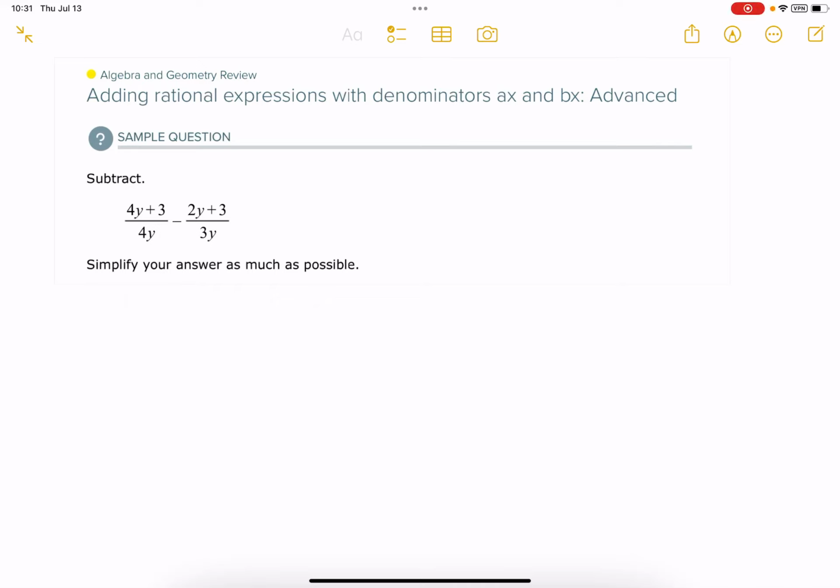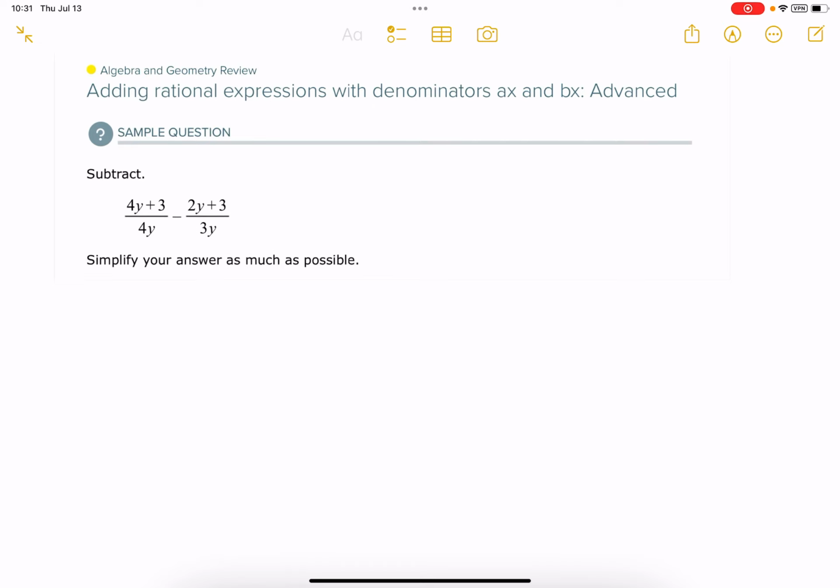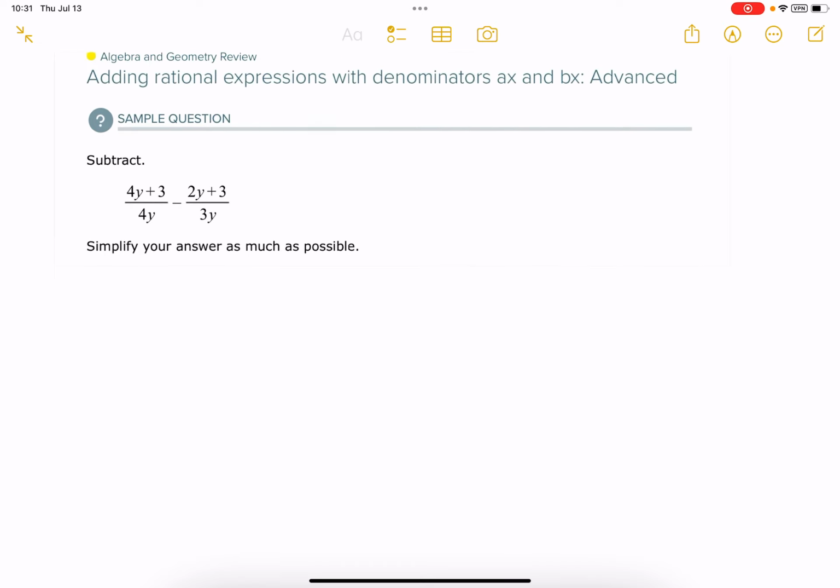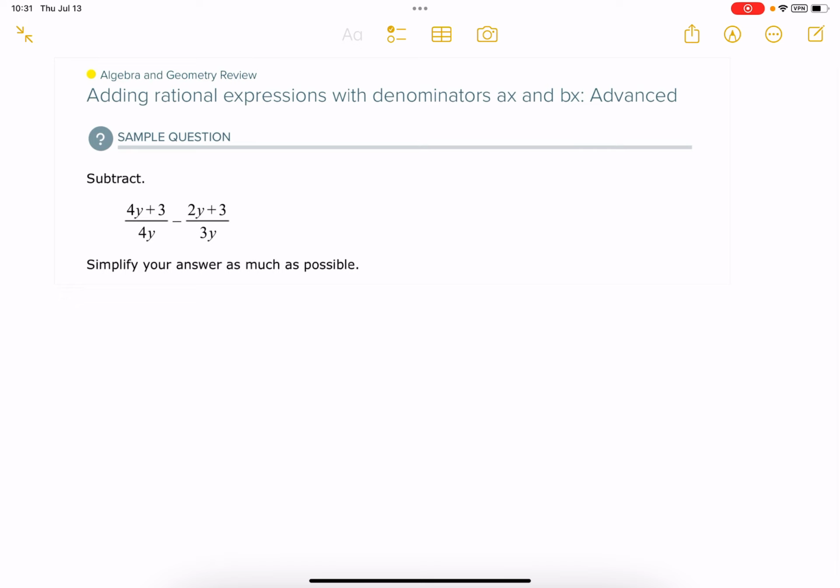Hi everybody, good morning. So we have a problem here, subtracting fractions. The only problem is that the denominator is different. Let's take a look. How can we make this the same denominator? Well, we could do the least common denominator of 4y and 3y.